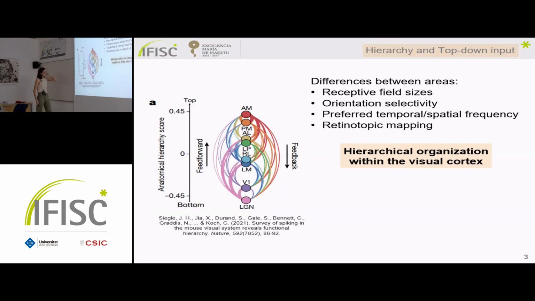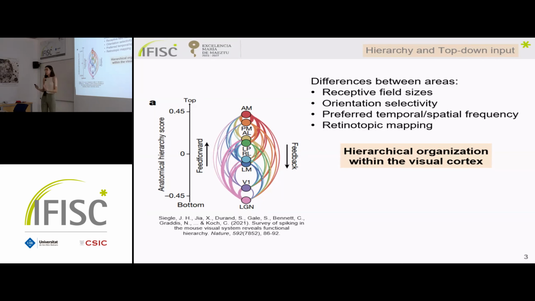In this figure, you can see experimental work where they gave an anatomical hierarchy score to each of these different regions. This hierarchical organization allows us to distinguish between two types of information flow in the visual cortex. We can have feed-forward or bottom-up input that goes upwards in the anatomical hierarchy scale, and we can have feedback or top-down input that goes downwards in the anatomical hierarchy scale.